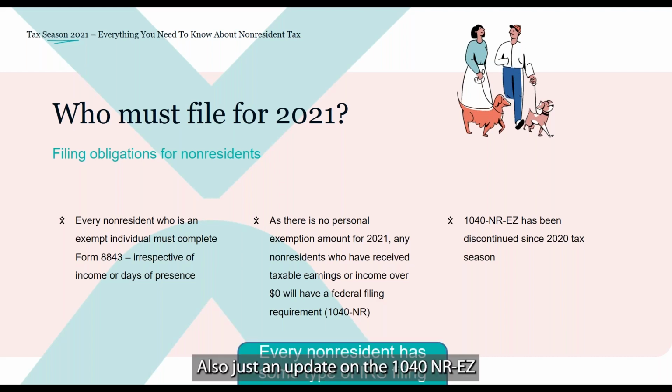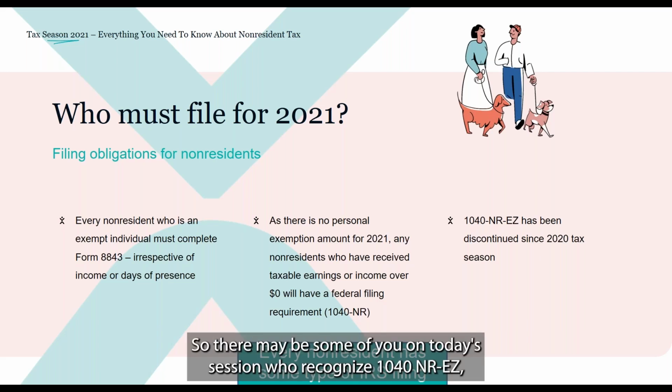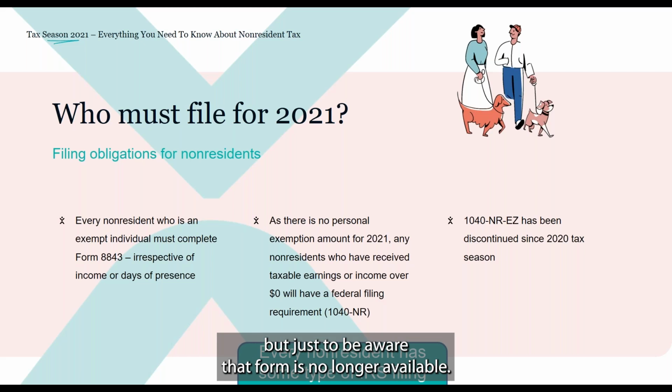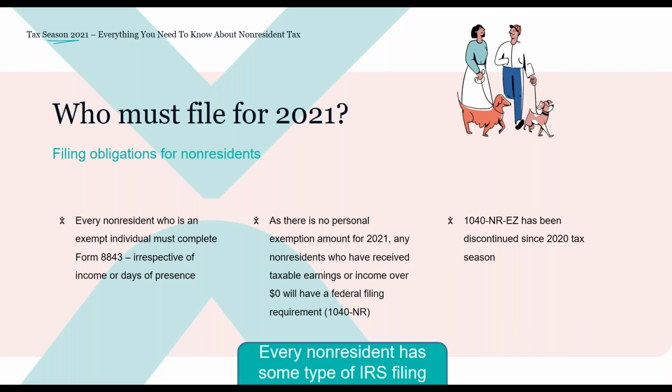Also, just an update on the 1040 NREZ. That form has been discontinued from last season. So there may be some of you on today's session who recognise 1040 NREZ. Maybe you filed that in the past. But just to be aware, that form is no longer available, the EZ version. So it's just the 1040 NR going forward. But again, you don't need to worry about the forms. Sprintex will prepare the relevant forms for you.